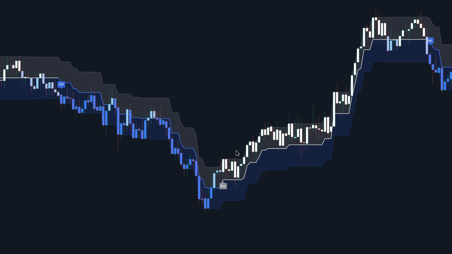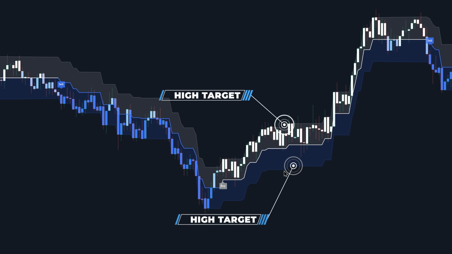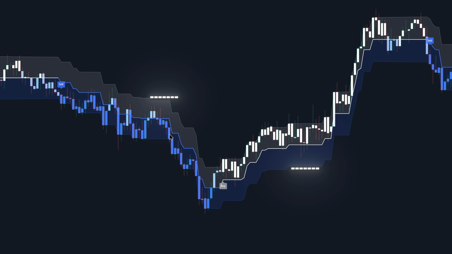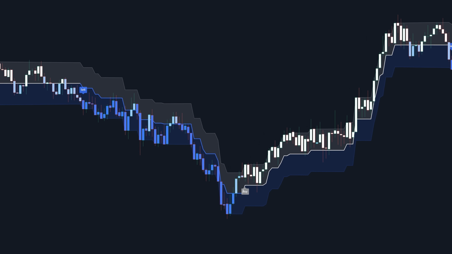Now, up at the top, we have the high target, and then at the bottom, we have the low target. These are basically the areas that you can use as the trailing stop loss for your entries. The area in between the targets and the range filter is filled with a gray color at the top and a blue color at the bottom. We also have buy and sell labels that indicate when the price breaks outside the range area.